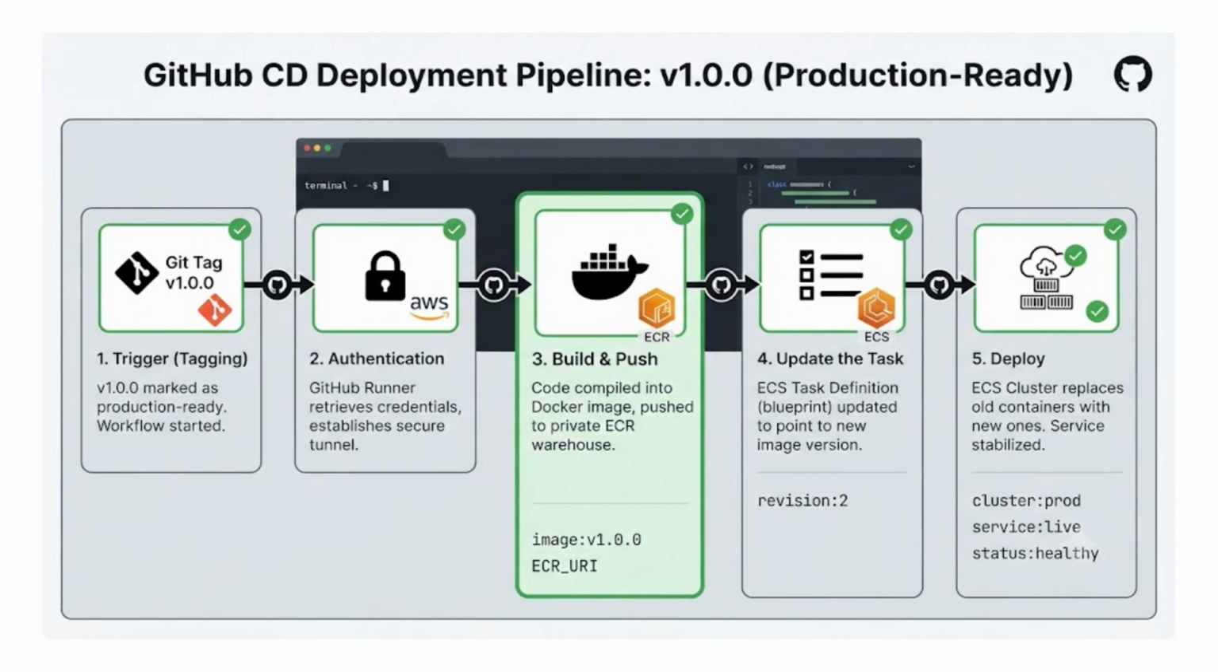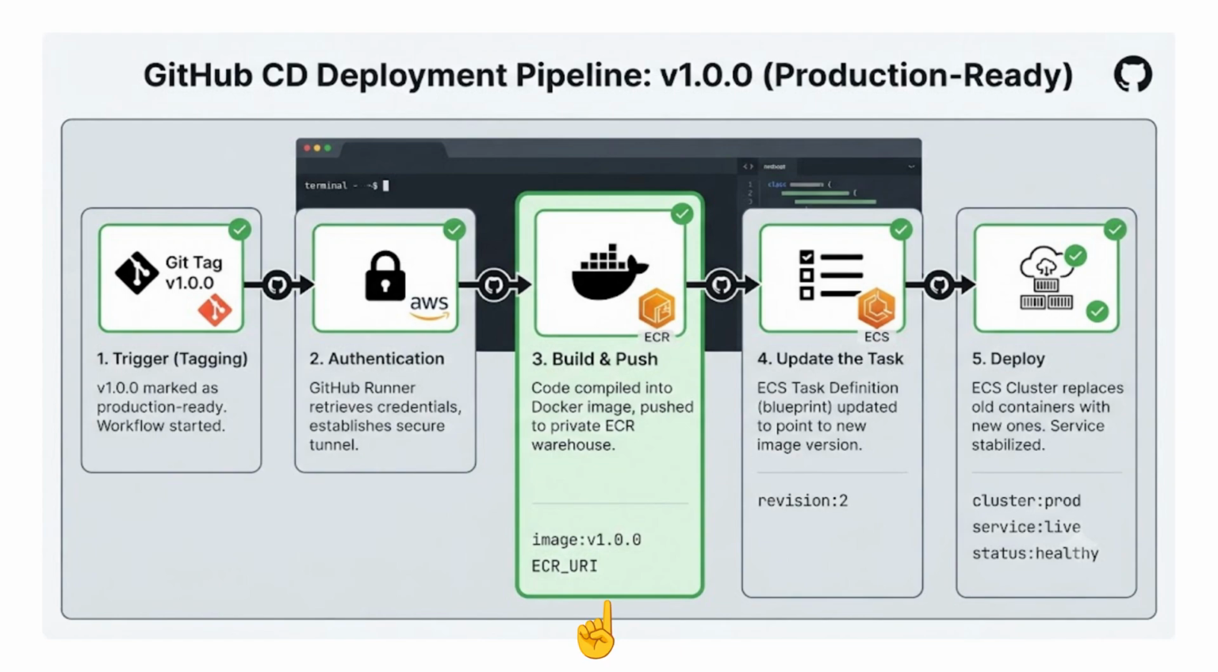Let's break down what actually happens when we move code to production using a CD pipeline. Step 1, the trigger. We don't deploy every single commit. Instead, we use git tags like v1.0.0 to explicitly mark a version as production ready. This tag is the go button that triggers our workflow. Step 2, authentication. The GitHub runners need permission to speak to AWS. It safely retrieves your encrypted credentials and logs in, establishing a secure tunnel between GitHub and your cloud infrastructure.